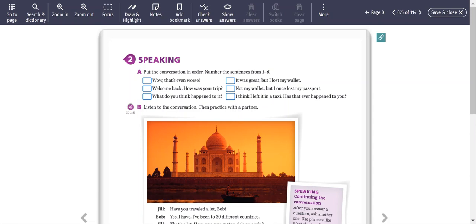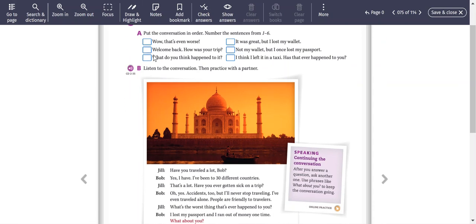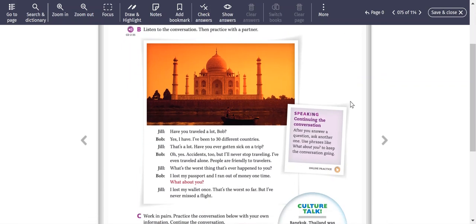Now look at the conversation in part B. Listen to the conversation. Note that in speaking, in continuing the conversation, after you answer a question, ask another one. Use phrases like, what about you? This is to keep the conversation going and flowing. Right? Listen to the conversation.